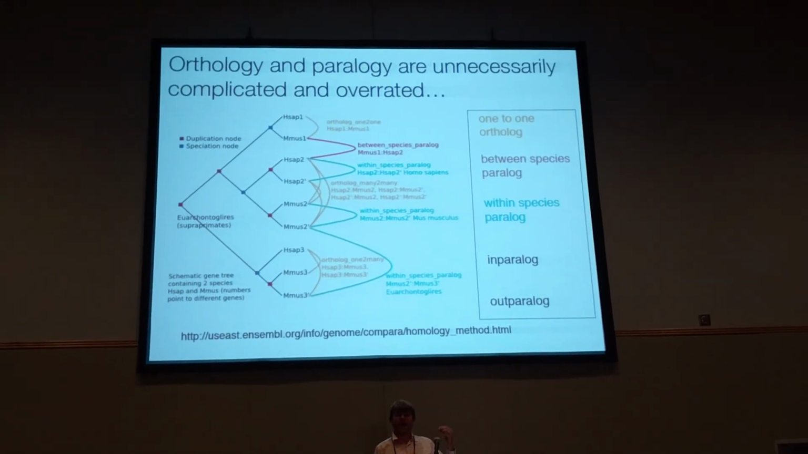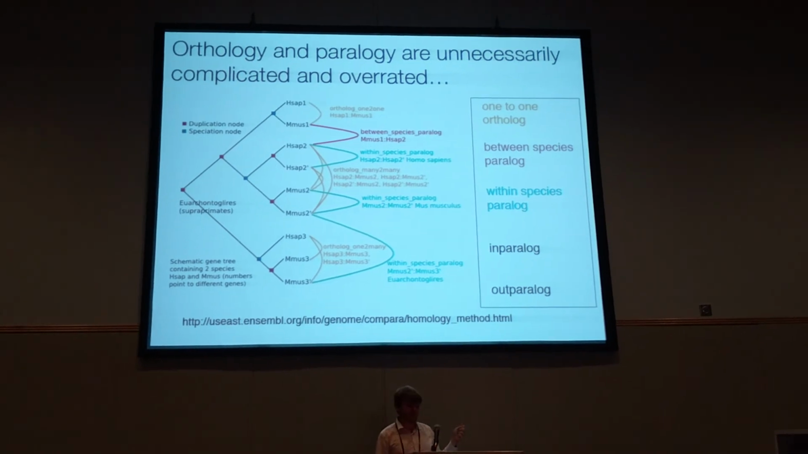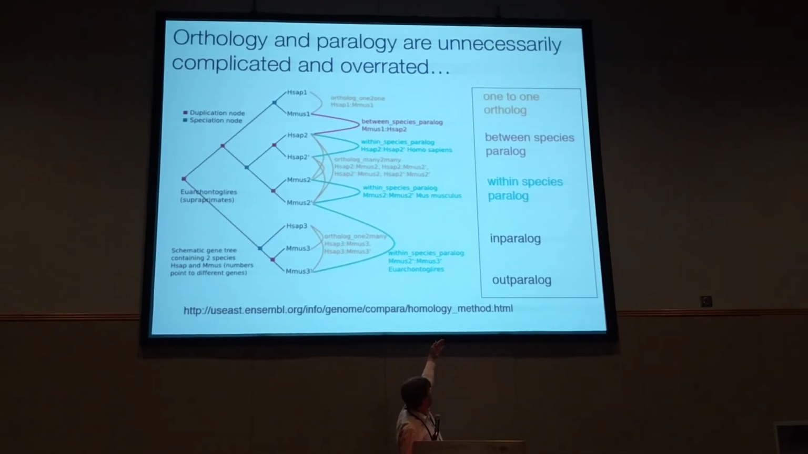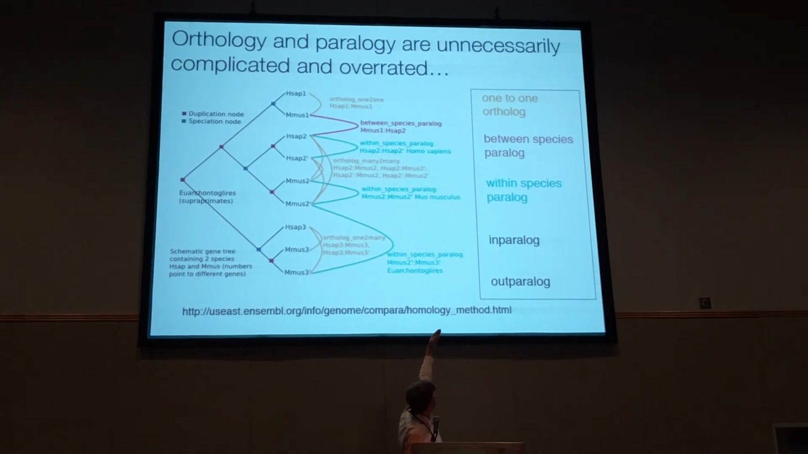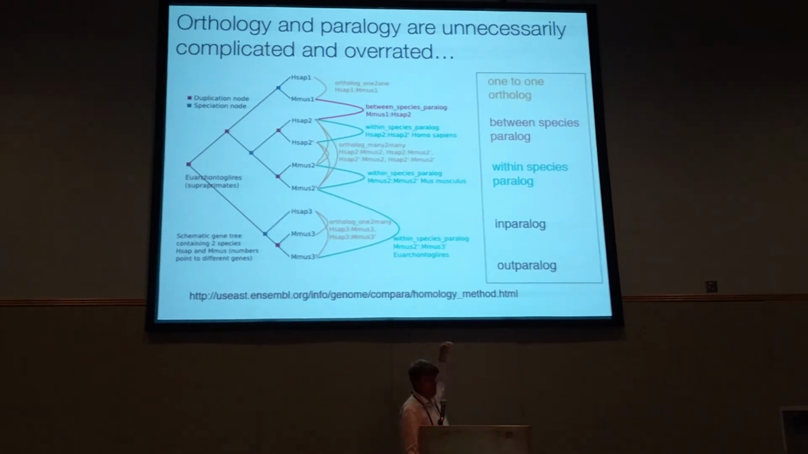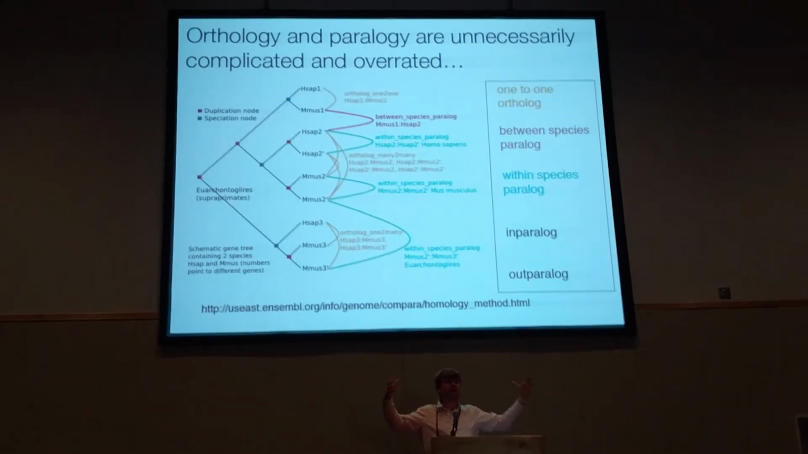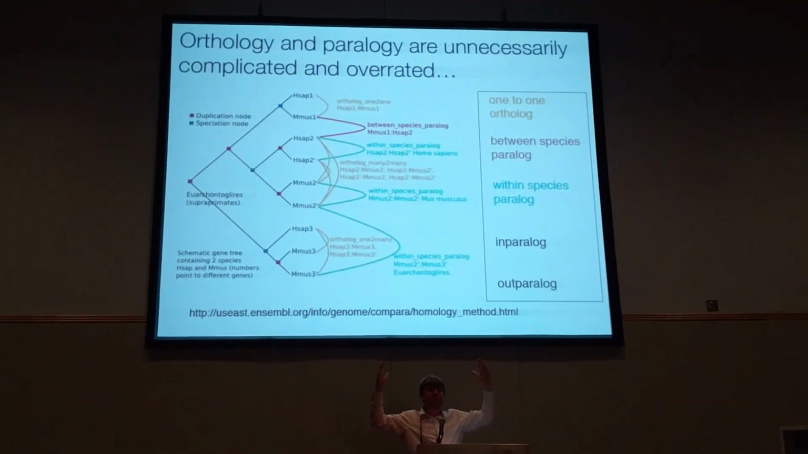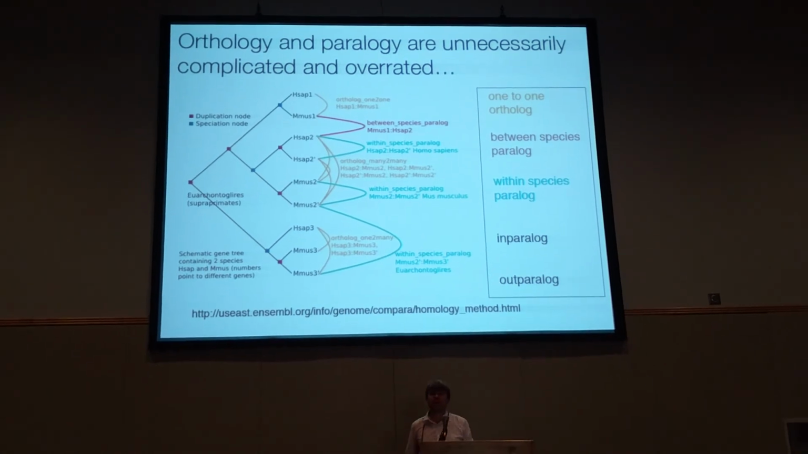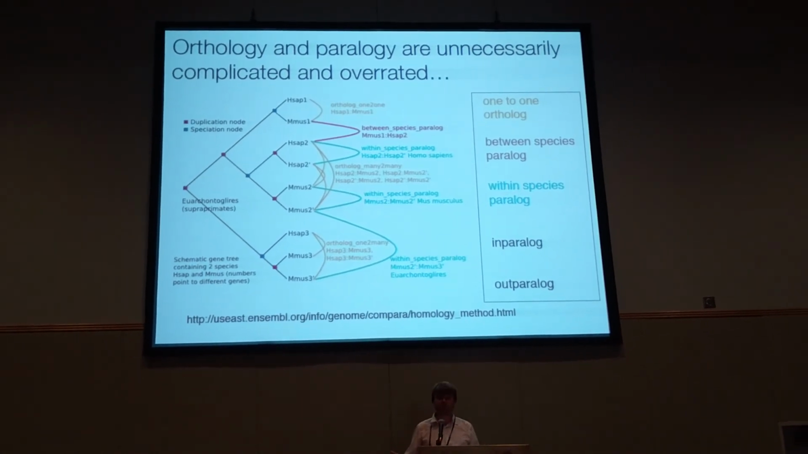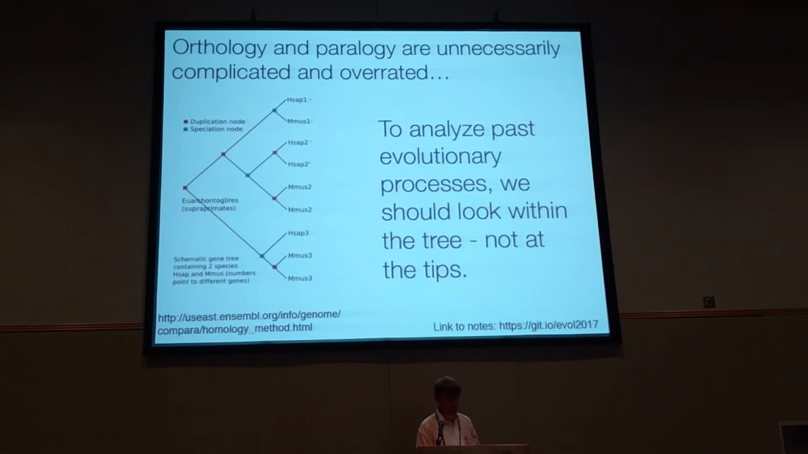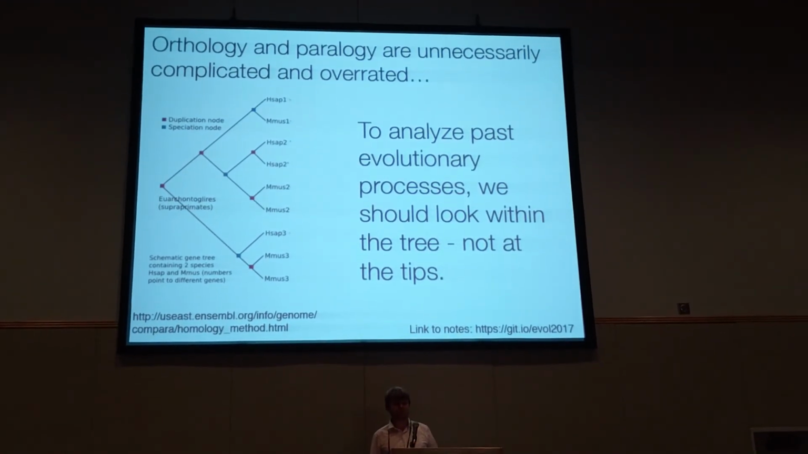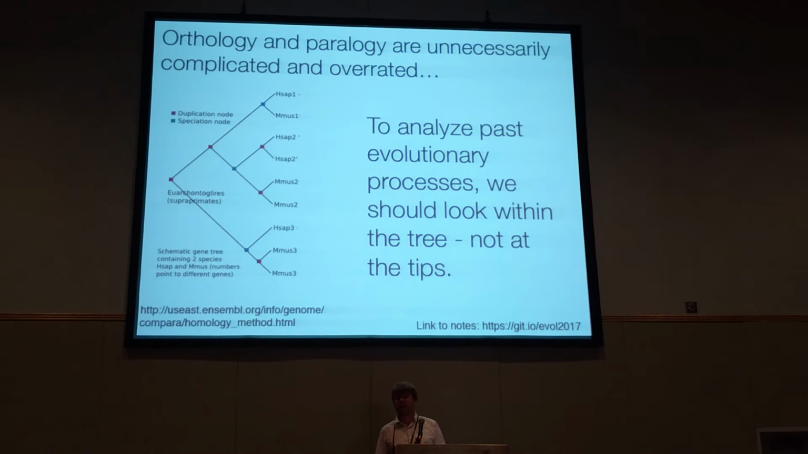As it gets trickier and trickier to apply these terms, what are we doing? We're coming up with more of these terms: in-paralog, out-paralog, within-species paralog, between-species paralog, all these different terms. It's like Ptolemaic astronomy, adding glass spheres to get the orbits of the planets to fit with the observations. It's time to change the model, right? So I think we should get away from these terms. To analyze past evolutionary processes, we should look within the trees and not at the tips, I think.